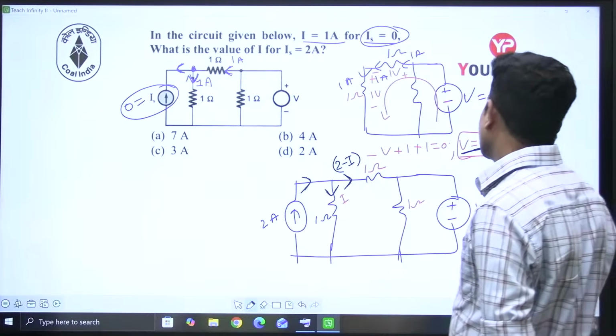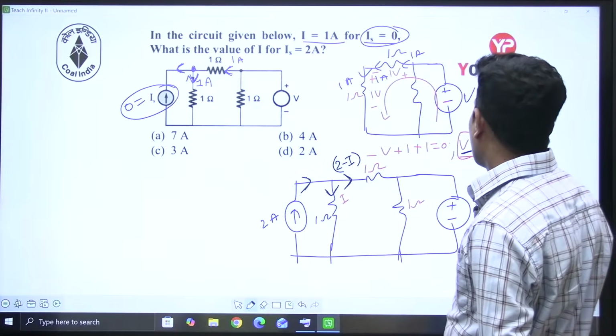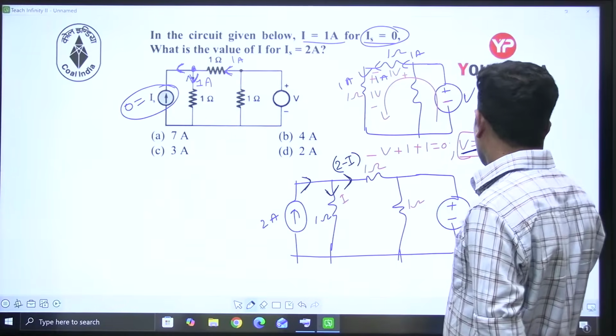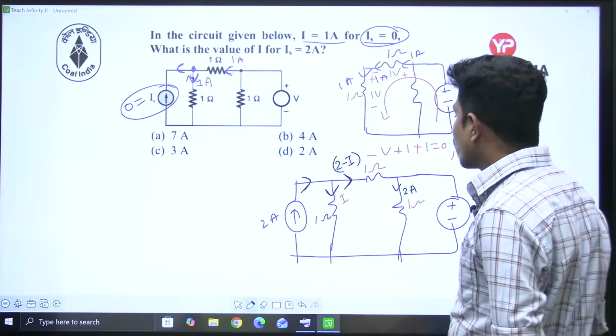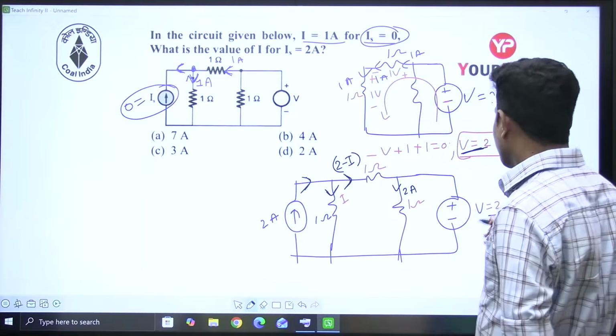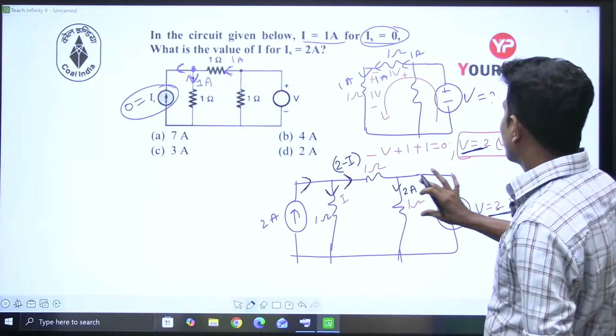Right? That is 2 minus I. Then this voltage is 2 divided by 1. How much is this current? This current is 2 amperes. Sir, how do you know that this current is 2 amperes? These two are parallel, so this is 2 divided by 1, which is 2 amperes.